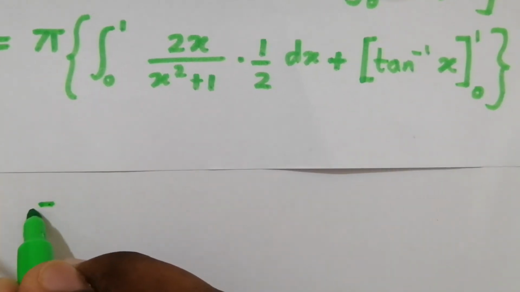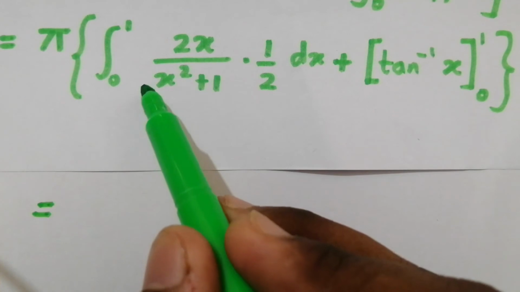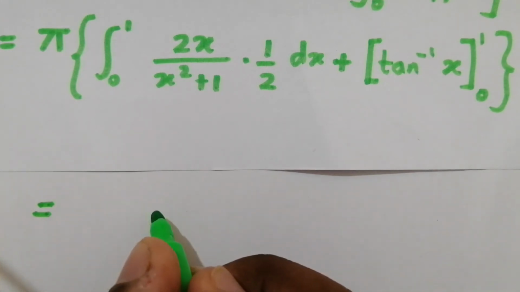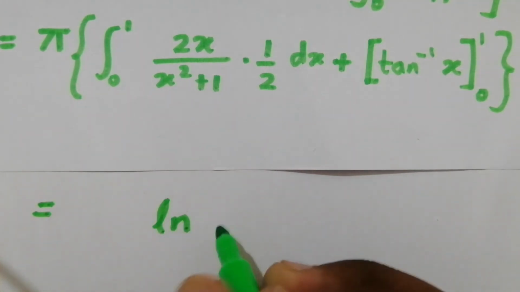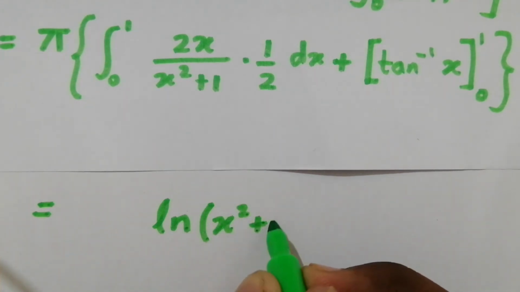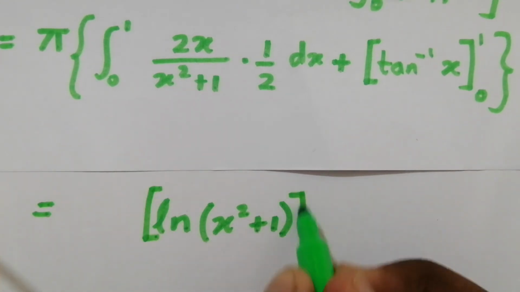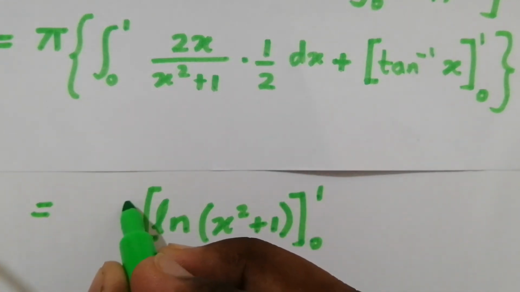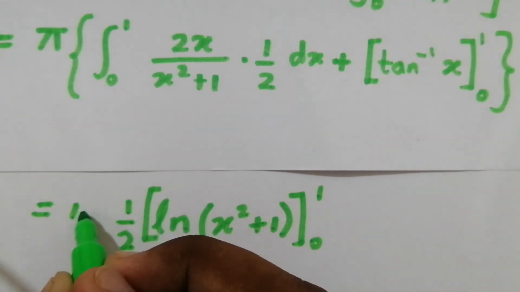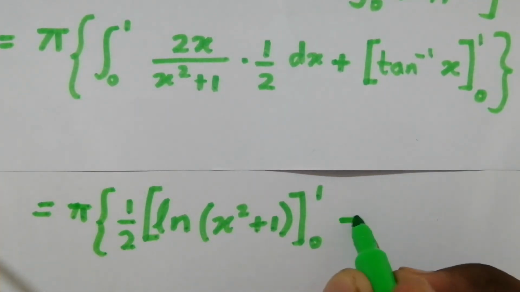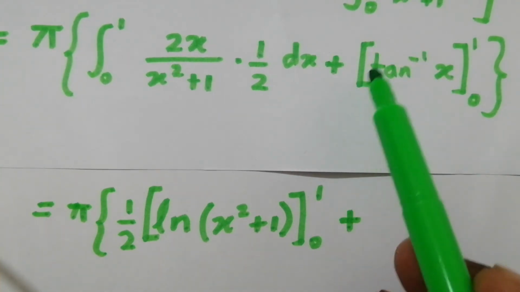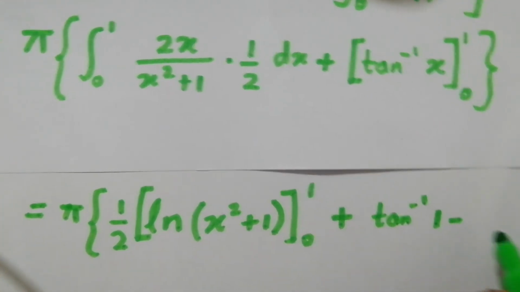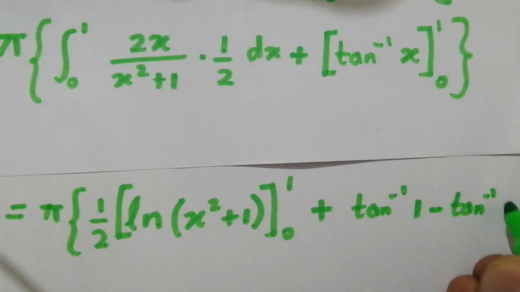As you know, when the differential coefficient of the denominator is in the numerator, we can write it as ln x squared plus 1. I am writing the limits also, and also we have half in here. Then there is already a pi outside. Plus, I am going to find this value here: tan inverse 1 minus tan inverse 0.